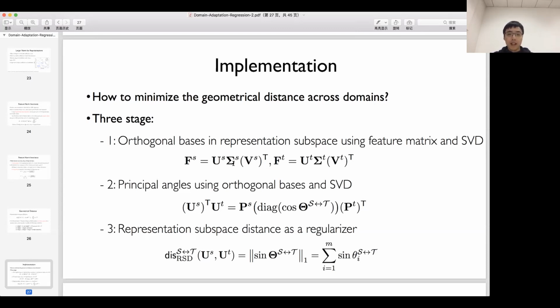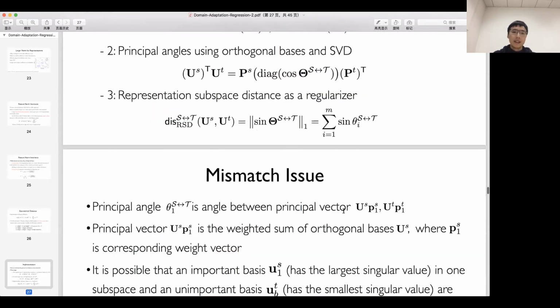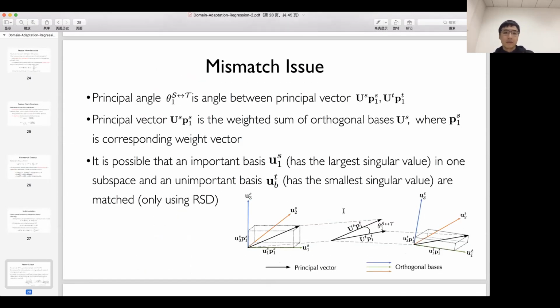So what I mean is that different orthogonal bases have different importance. They are not equally important, but in the calculation process of principal angles, we ignore the singular values. So it means that all orthogonal bases are equally important in the calculation process of principal angles. I think this is not very reasonable for deep learning algorithms. So this is called the mismatch issue.